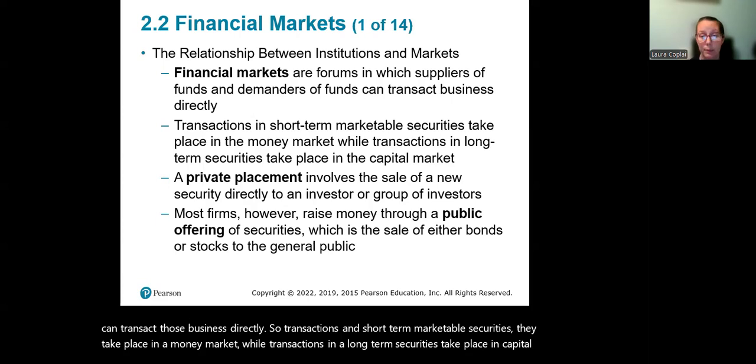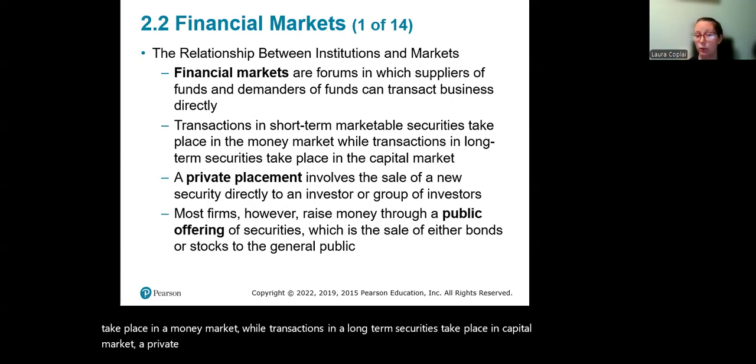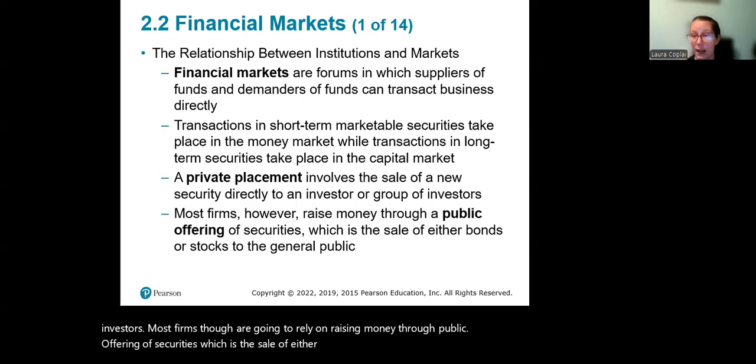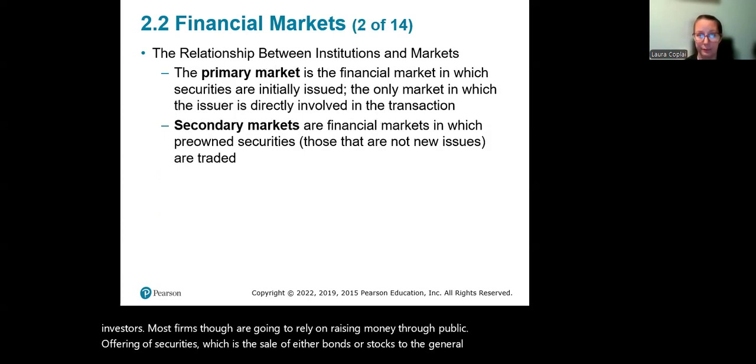A private placement involves the sale of new security directly to an investor or group of investors. Most firms, though, are going to rely on raising money through a public offering of securities, which is the sale of either bonds or stocks to the general public.